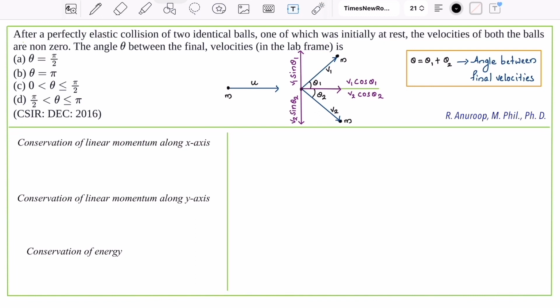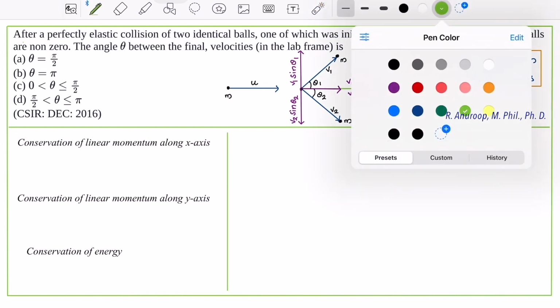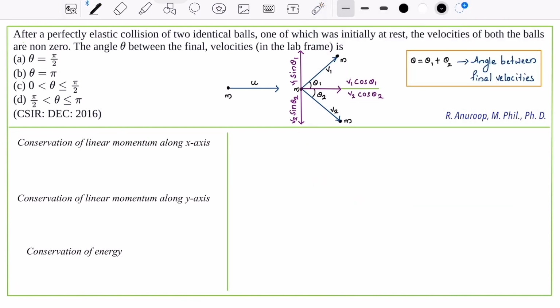In the present problem, an elastic collision is described. We have to find out the angle between the final velocities. This is the mass m, the first mass. This is the second mass, which is at rest. This ball having mass m is colliding with the second ball with the velocity u.